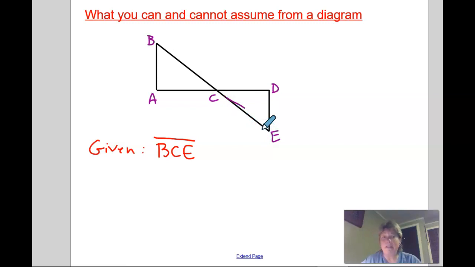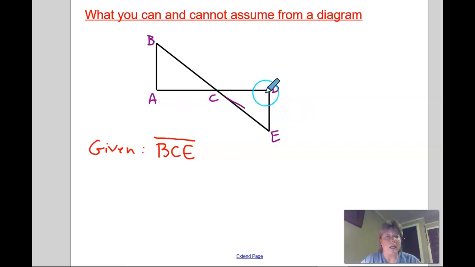And then things you can't assume. Don't assume from a picture that one side may be bigger or smaller than another side, because the picture may not be drawn to scale. You shouldn't assume that segments are congruent just because they look like they are. You should not assume that angles are right angles just because they look like they are.